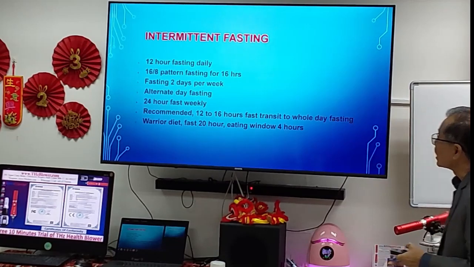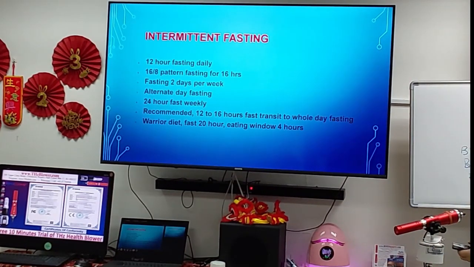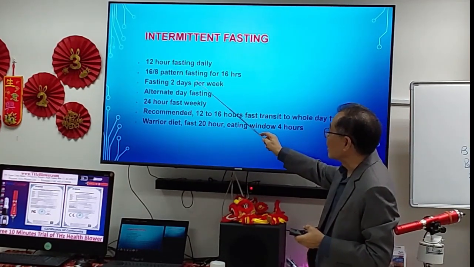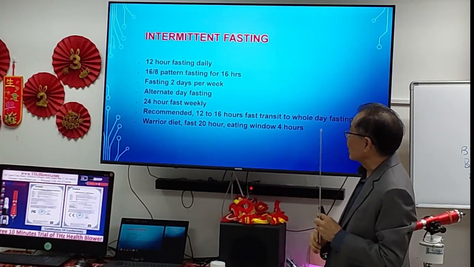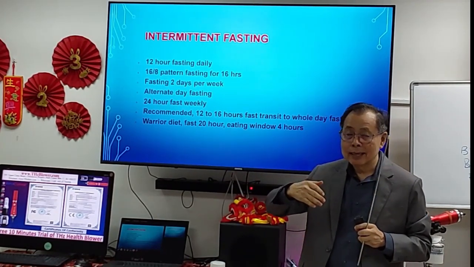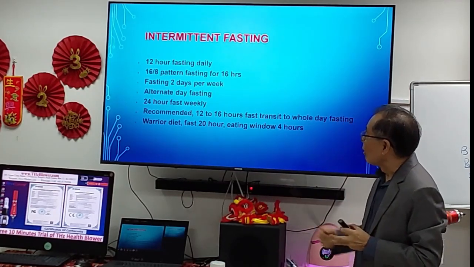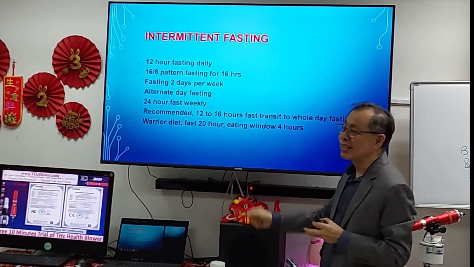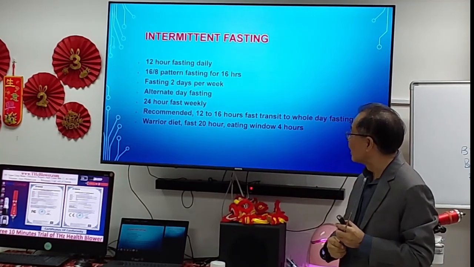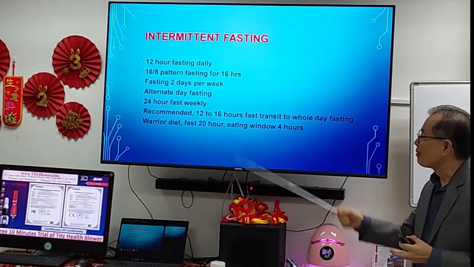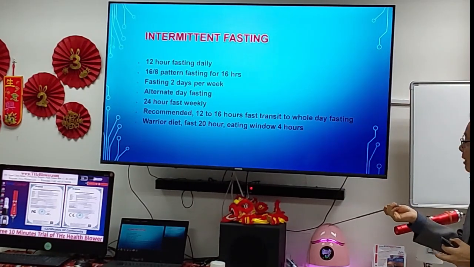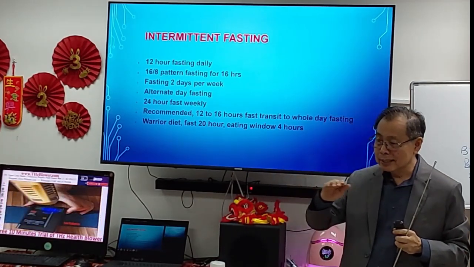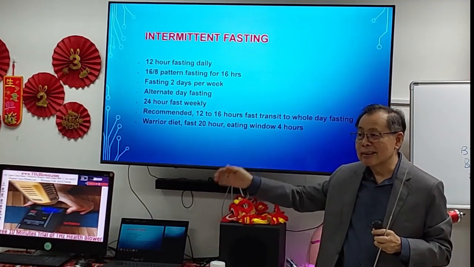Okay, intermittent fasting. There are many kinds of intermittent fasting. 12 hours daily, or the 16-8 pattern, which means fasting for 16 hours and eating during the 8 hours, equivalent to either missing breakfast or dinner. Or you fast for 2 days a week. Or you fast alternate days. Or you do a 24-hour fast once or twice a week. Various patterns you can try. Fasting is healthy because they find that mice that fast live longer.